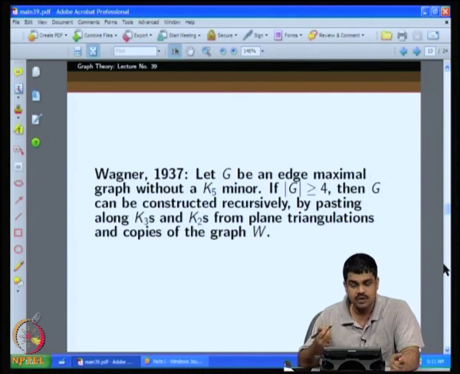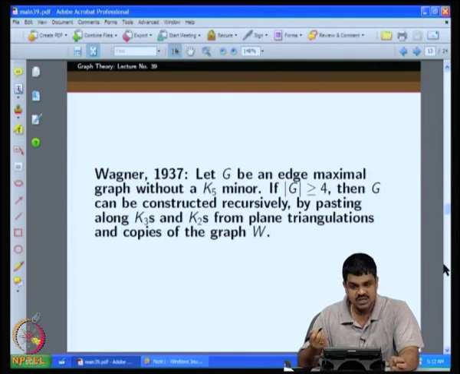We want to show that, to prove Hadwiger's conjecture in this case, any graph without a K5 minor can be colored using 4 colors. Of course, this requires a structural theorem. We need to understand the structure of the graphs without a K5 minor. This was provided by Wagner in 1937.